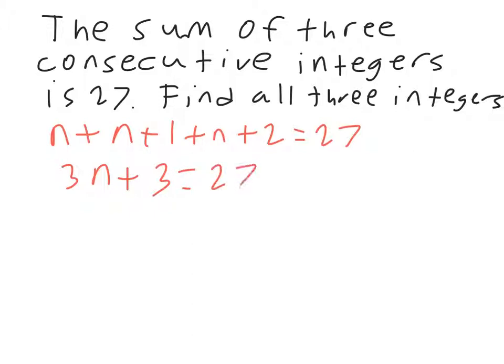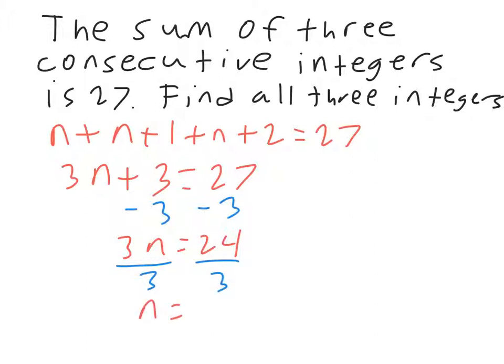Equals 27. Then subtract 3 from both sides. That'll give us 3n equals 24. Divide by 3. And n equals 8. So we know that the first integer is 8.